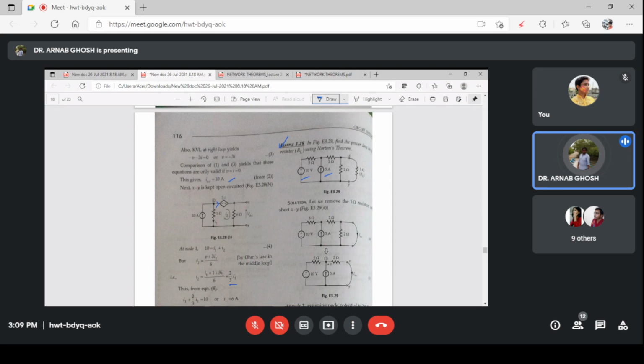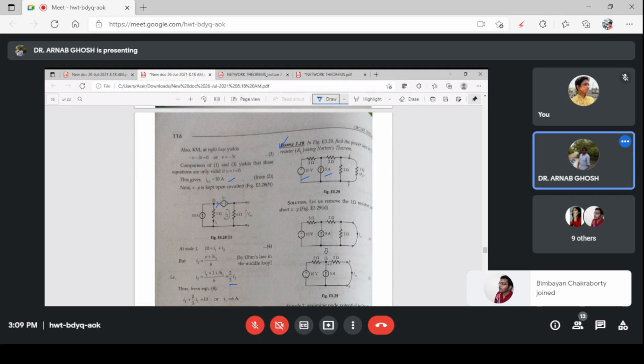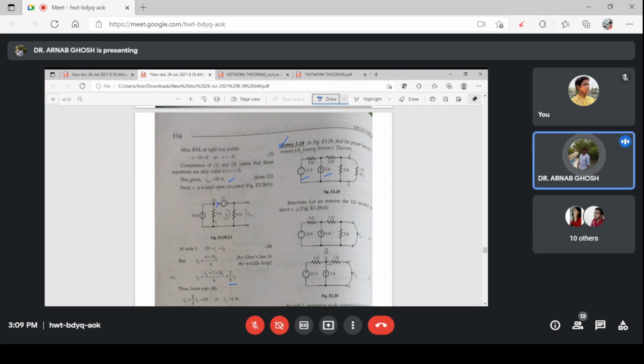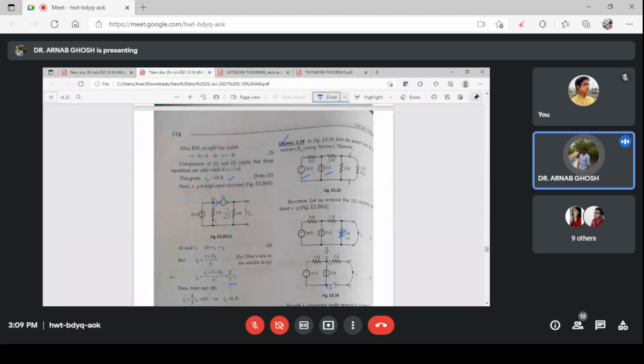First short circuit the load resistance part. Then for the last 2 ohm resistance, there will be no current flowing through this 2 ohm resistance. So this has been eliminated in this circuit. We have considered this node as node 1 and this node as the reference node. This is your reference node.